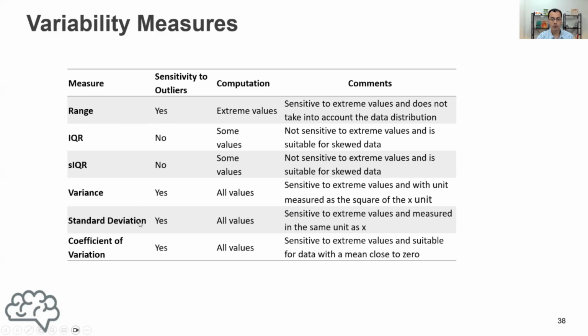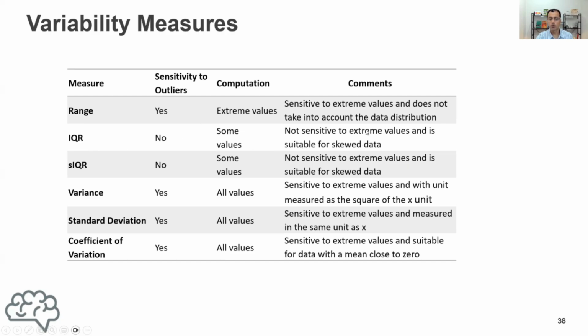The same is true for the standard deviation, which is the square root of the variance, and the same is also true for the coefficient of variation that takes into account the average and the standard deviation. The interquartile range and the semi-interquartile range are the only measures that only take into account a few values of the variable in order to be calculated, and the range we know takes into account only the extremes. Whilst the variance, the standard deviation, and the coefficient of variation take into account all the values in the variable to be calculated, the range, the interquartile range, and the semi-interquartile range take into account only some of the values in order to be calculated.